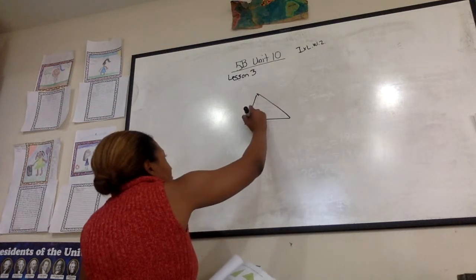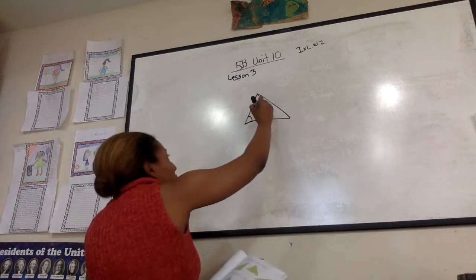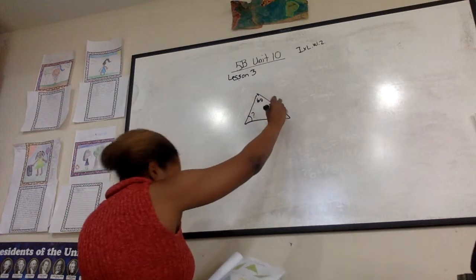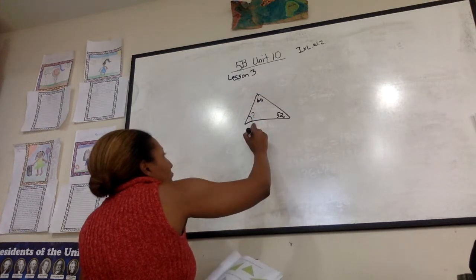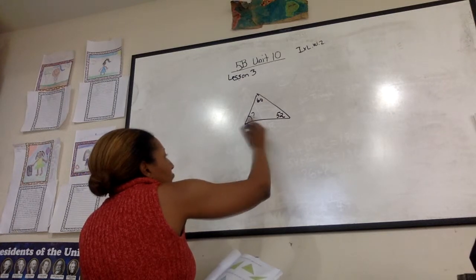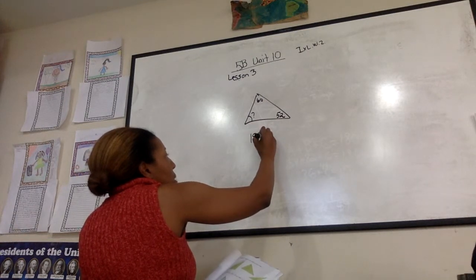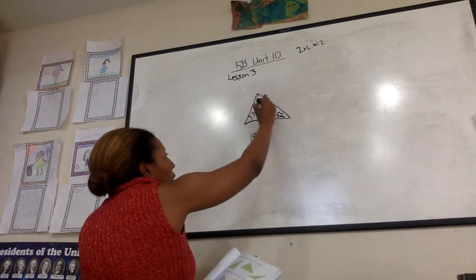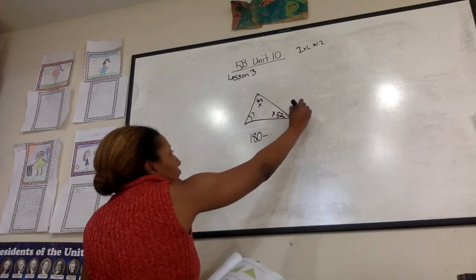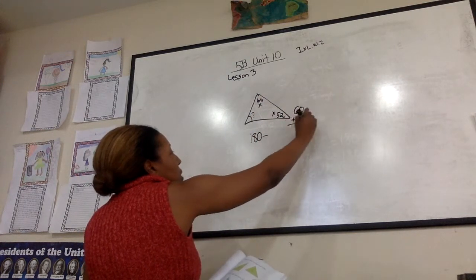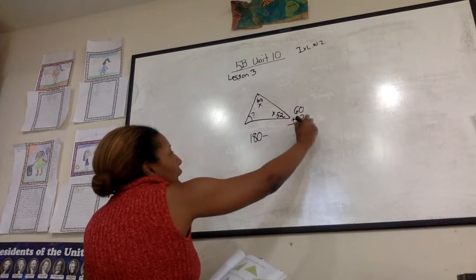It says they don't know what this one is. They give you this is 60. They give you this is 52. I know I have a whole angle that's a triangle, 180. And I know I'm going to subtract this one and this one. So I could take 60 plus 52 and then subtract, or I can subtract them one at a time.